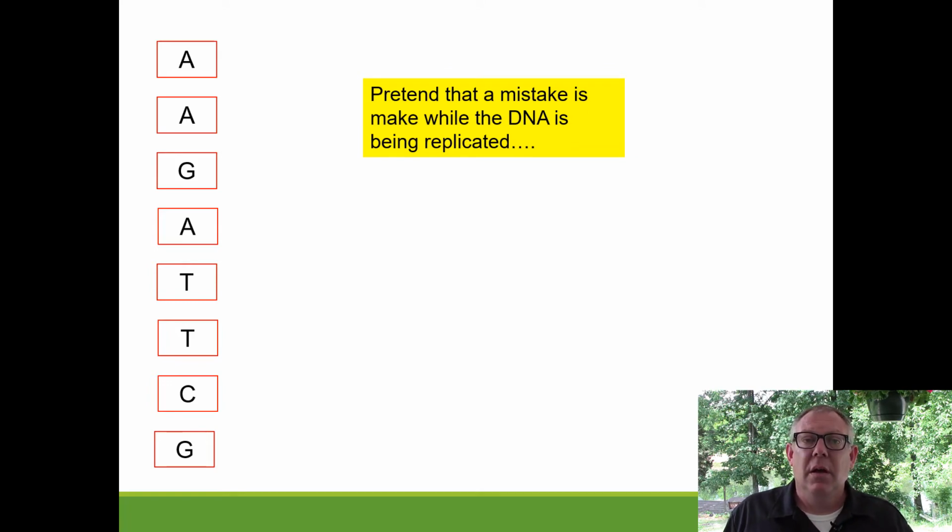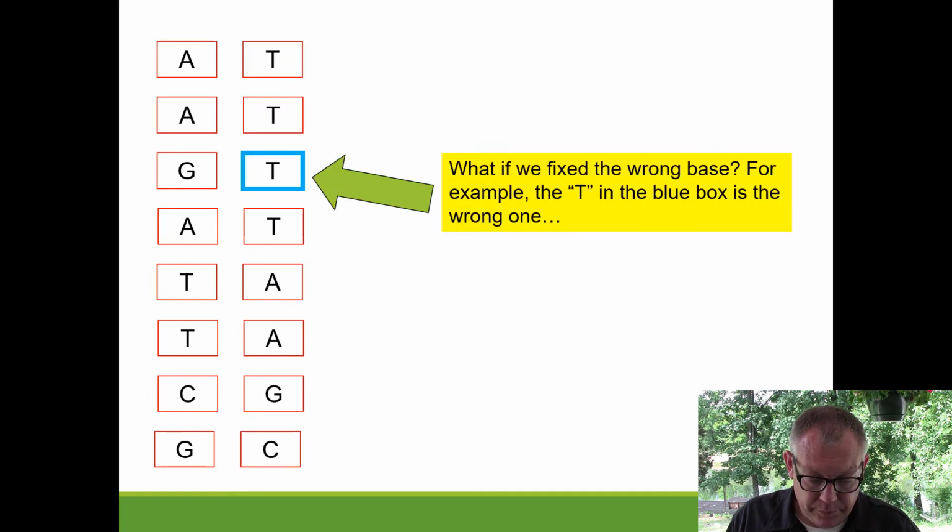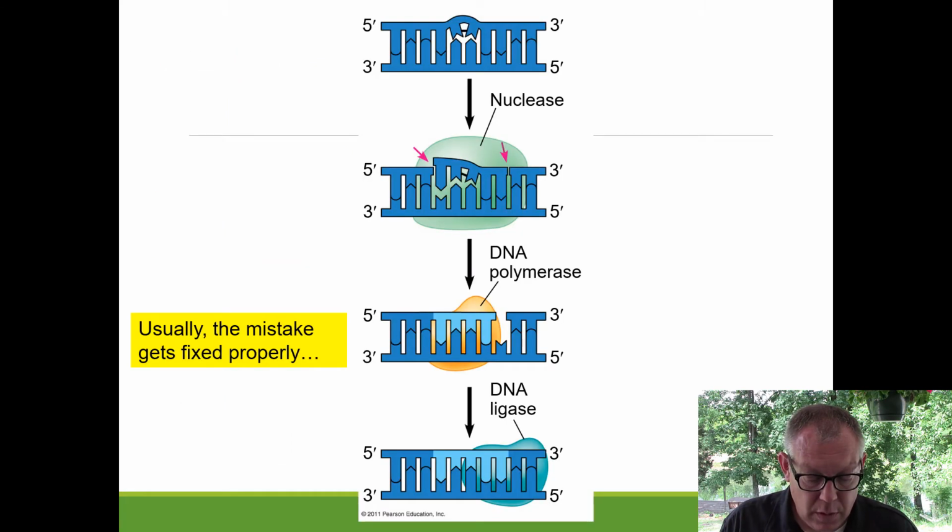Well, pretend that DNA polymerase makes a mistake, and it stuck the wrong nucleotide in. If you look here, this T, this thymine that's in the blue box, that's not the right nucleotide, right? The polymerase read a G and it stuck a T in there. That's not going to work. That needs to be fixed. And usually it gets fixed properly. Usually polymerase recognizes that, takes out that T, which was wrong, puts in a C, which is right. No harm, no foul, no mutation.